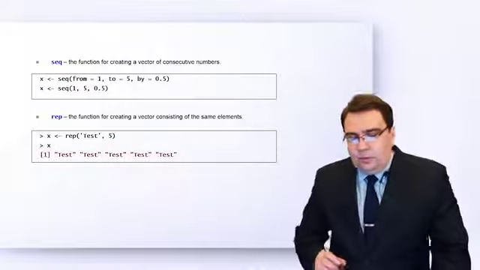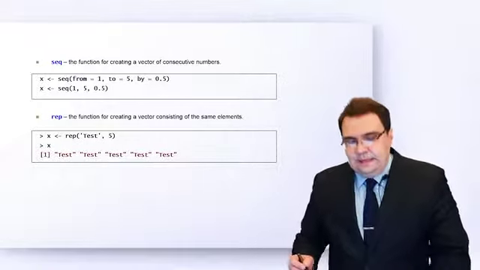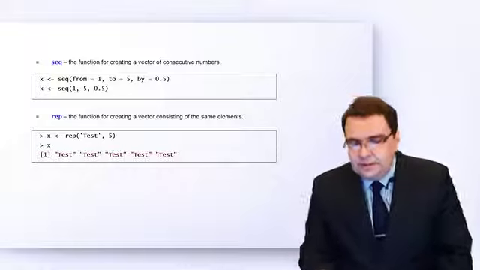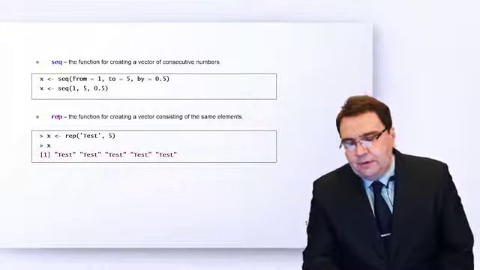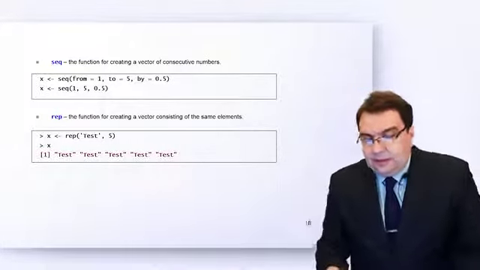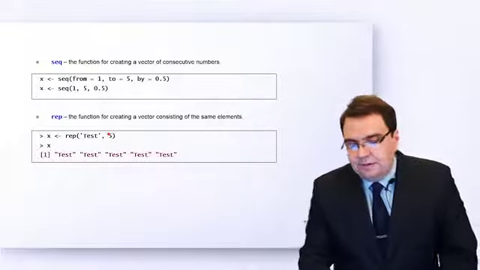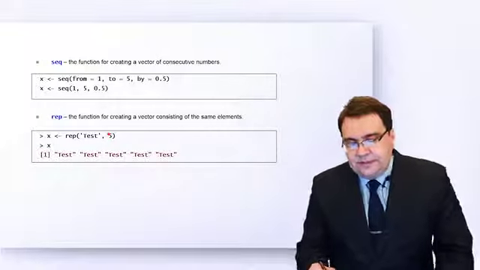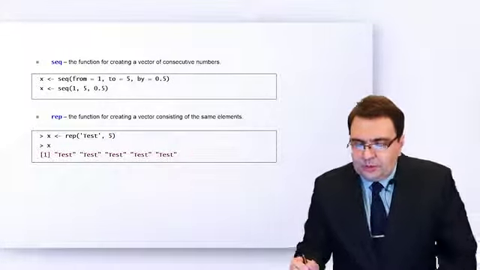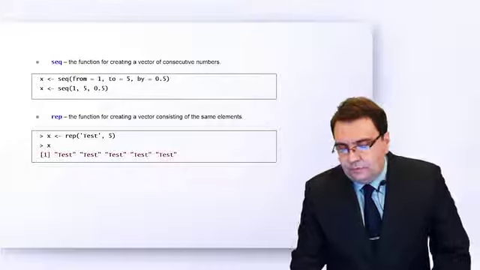Okay, one more additional example of situations that you often need in your analysis is creating vectors which contain the same elements, like symbolic elements, and then you can use function rep. This function is used for creating a vector consisting of the same element, like we call rep with the parameter test and number 5. It means that we create a vector of size 5, each element of which contains the symbolic test string. So we have 1, 2, 3, 4, 5.